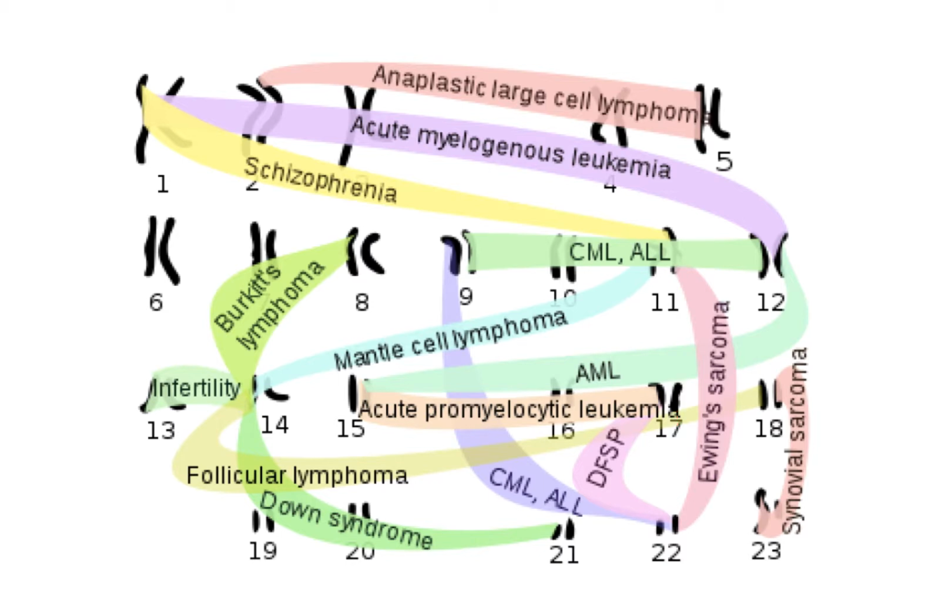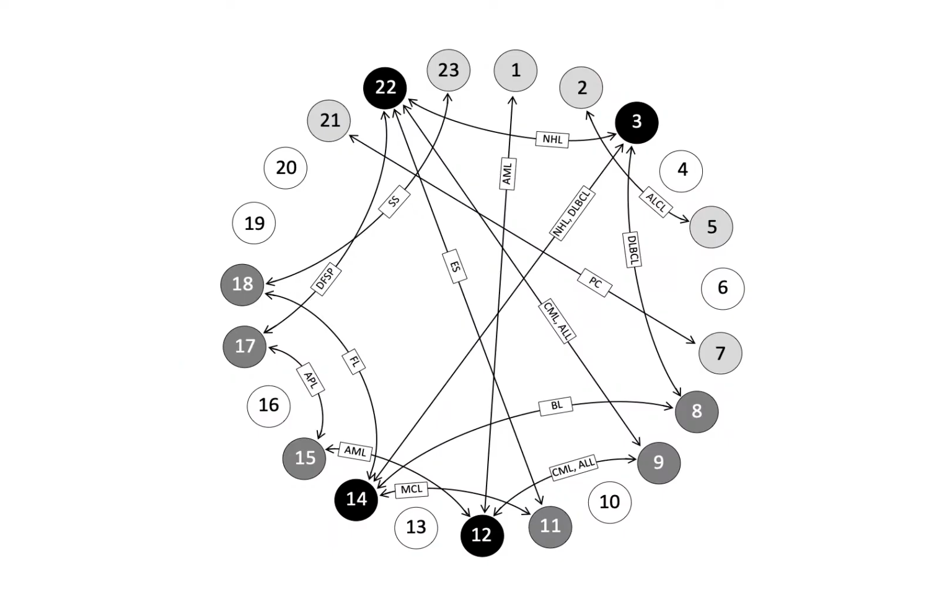There are also some other diseases caused by chromosomal translocations, including schizophrenia here, a translocation between chromosome 1 and 11, and Down syndrome, which I mentioned last time, a chromosomal translocation between chromosome 14 and chromosome 21. This is just another way to look at that same thing.